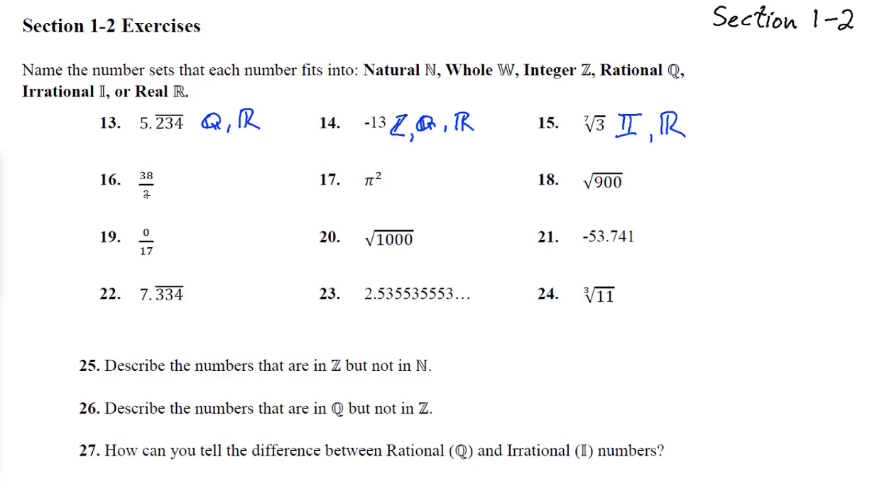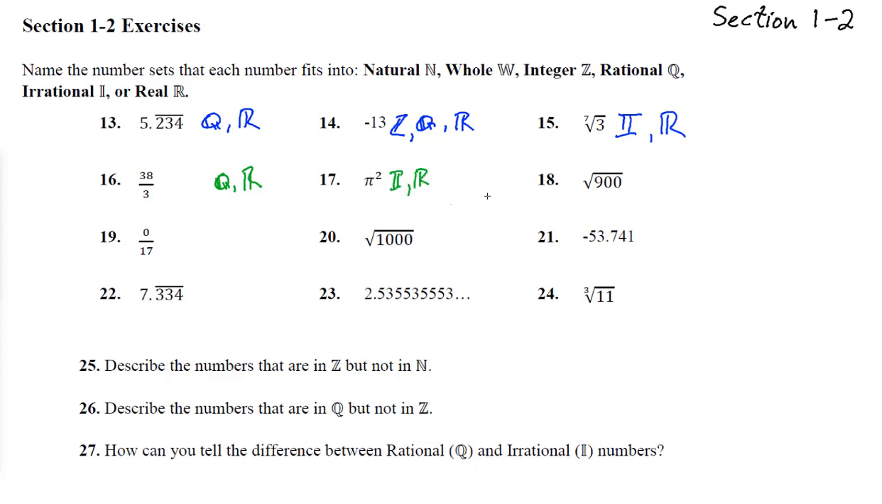All right, 38 thirds. That's a fraction, so it's definitely Q. Does it come out nicely? No, it doesn't. 3 does not go into 38, so it is not an integer or anything better than that. All right, pi squared, that's a special, unusual, weird number, and we use pi because it cannot be written as a fraction. So that is definitely irrational and, again, real.